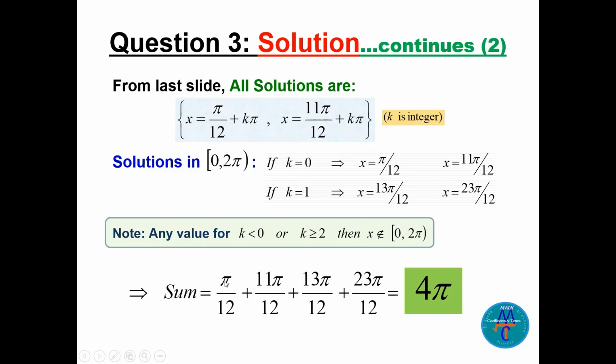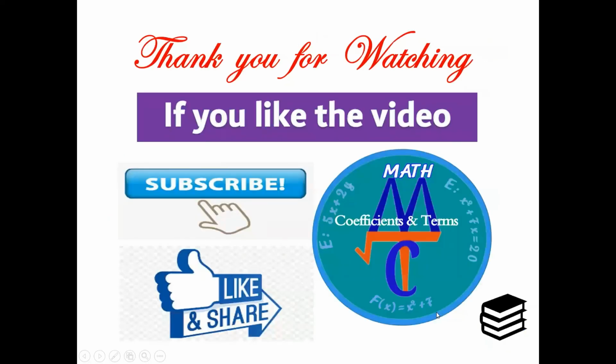We need to find the sum. Pi over 12, 11 pi over 12, 13 pi over 12, 23 pi over 12. When you add, you get 4 pi. Please check the numbers.